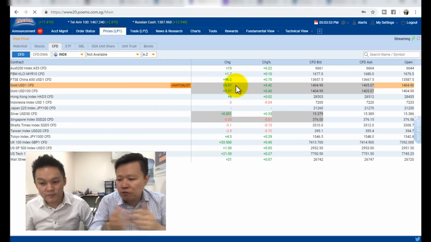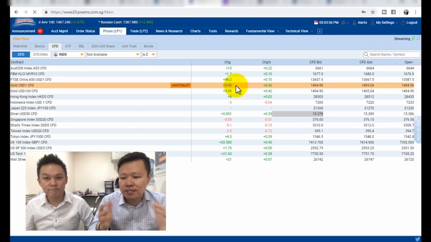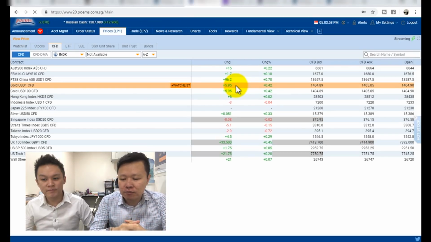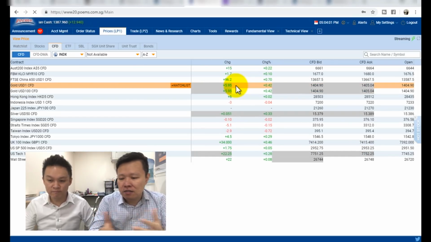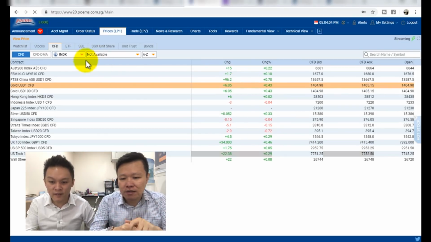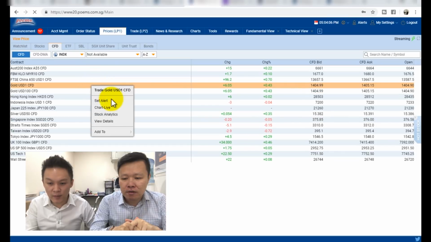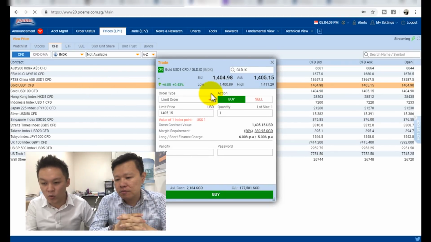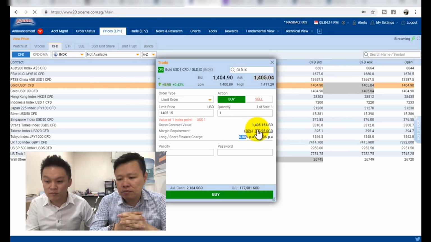I see. Okay, then just now you were talking about the financial charges. So basically, how much does an investor need to pay? Can you give us some example? Okay, so when you trade this gold, you know that the 1 year rate is actually 6%. Then you look at the contract price, 1,405. That means 6% times 1,405 divided by 365 days.